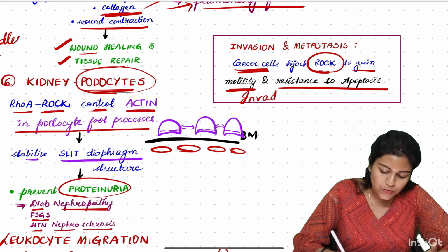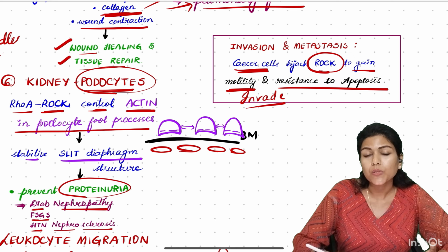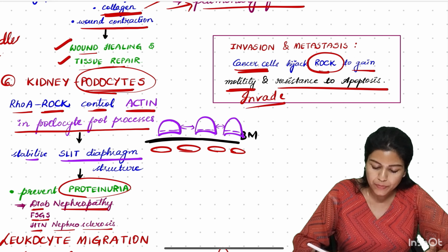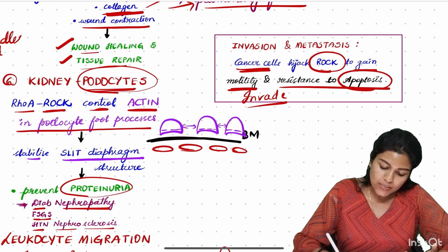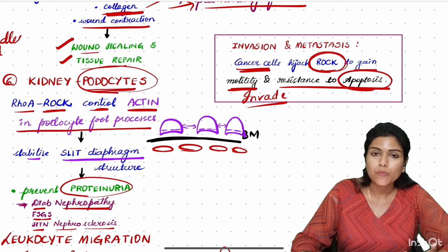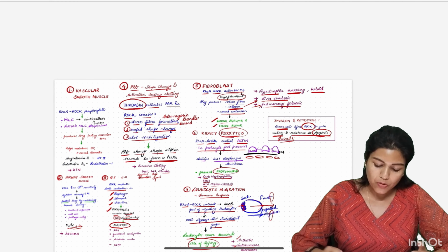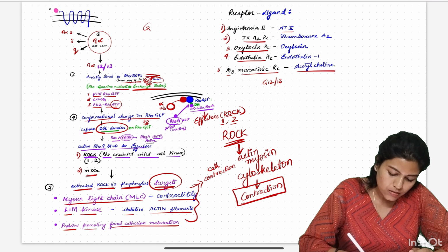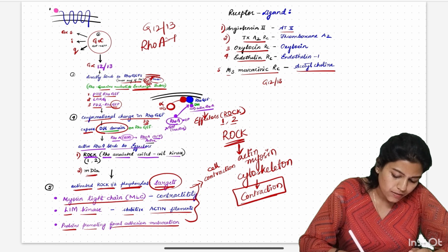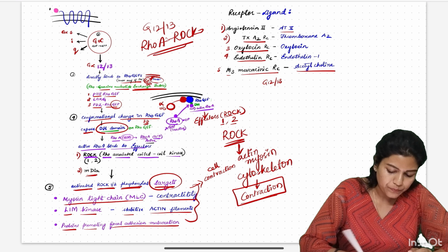It will invade through the adjacent stroma. It will breach the basement membrane and travel to distant places. And also, it is resistant to apoptosis. Therefore, cancer will exploit this ROCK pathway. The tumor cells exploit the ROCK pathway to invade and metastasize. This is about the clinical relevance of this G12/13 pathway, that is the RhoA and ROCK pathway.